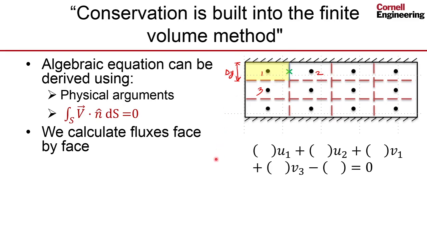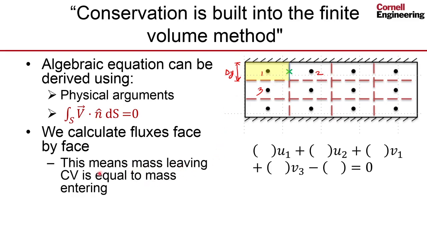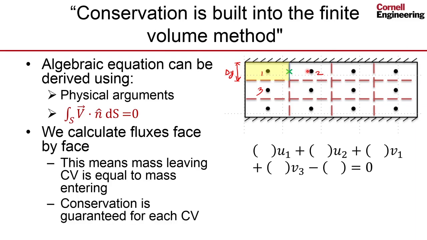This means that the amount of mass or volume leaving the control volume is equal to the mass or volume entering the control volume. It also means that the amount of mass leaving this control volume or cell will enter the neighboring cell, and there'll be no loss of mass. That means that conservation of mass is guaranteed for each control volume, and mass leaving the control volume will be equal to the mass entering the control volume. And the same idea applies to momentum and energy.